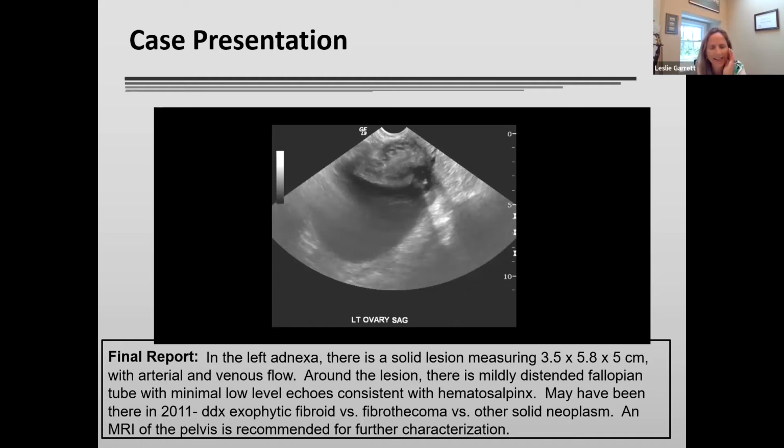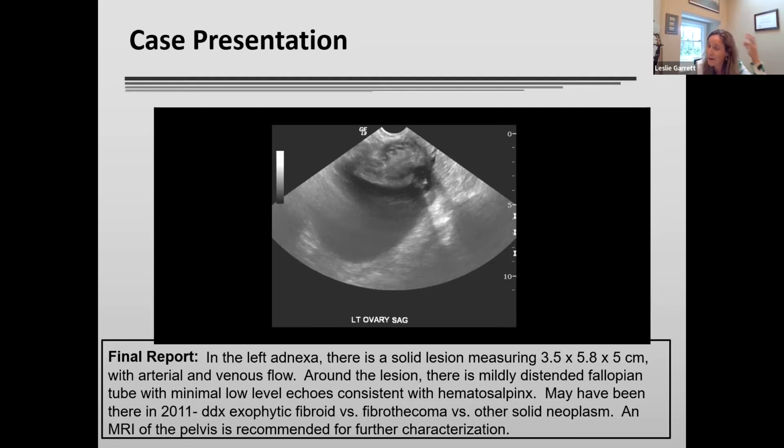They describe a solid lesion in the left adnexa. They say there's probably a distended fallopian tube with some echoes and they think it's a hematosalpinx. And it might have been there for a while, way back to 2011, we think maybe it was there. So we think maybe it's a fibroid or maybe it's a fibrothecoma, but it also could be any neoplasm. And you see that word and you're like, well, now neoplasm means anything that can grow on the ovary that shouldn't, benign or malignant. But the first two don't sound too scary. And then they say, but maybe you should get a pelvic MRI. And so you're sitting there wondering, well, what do I do with this patient?